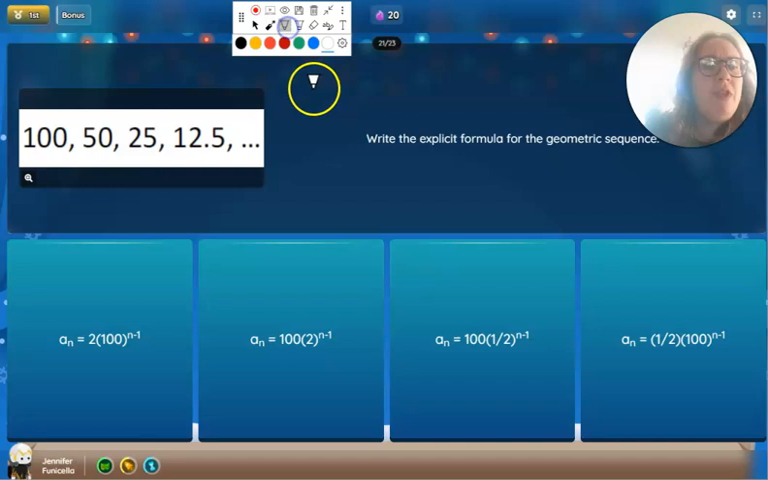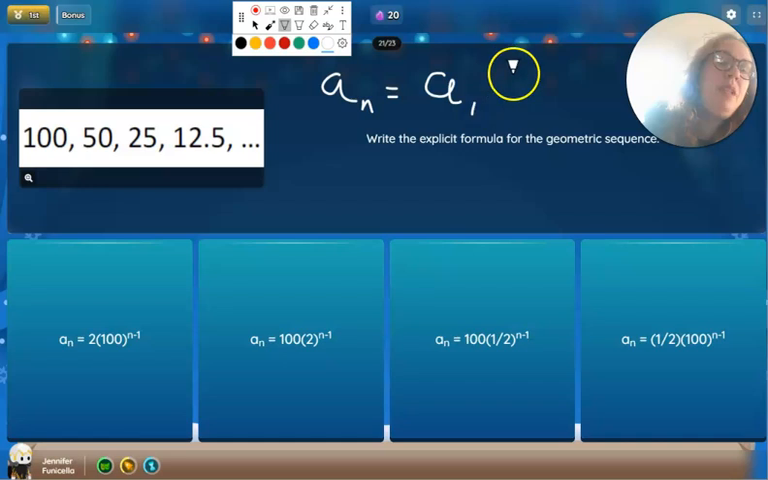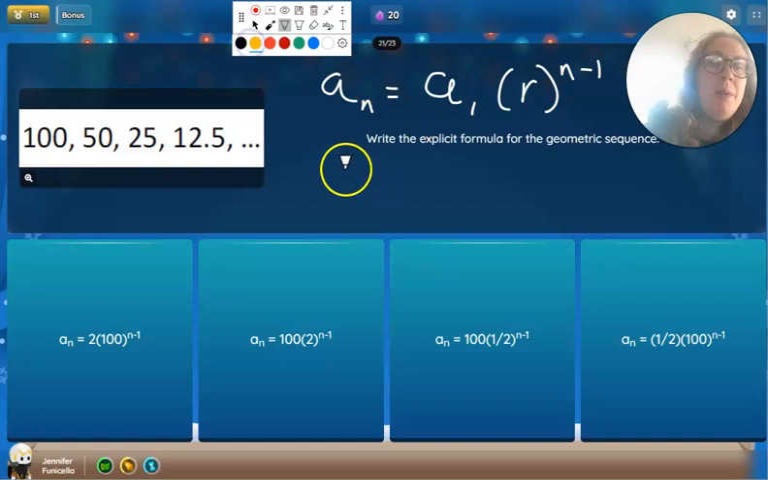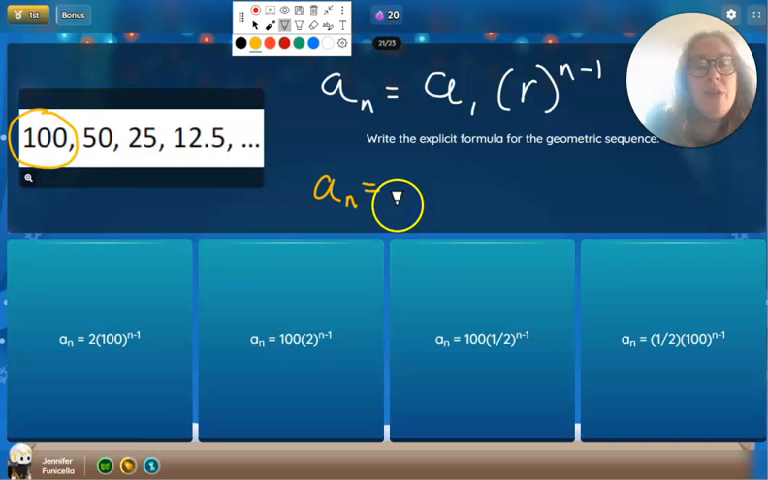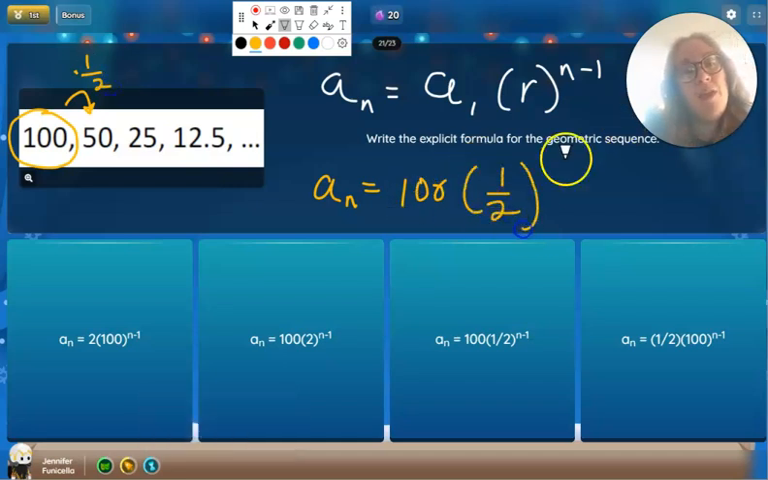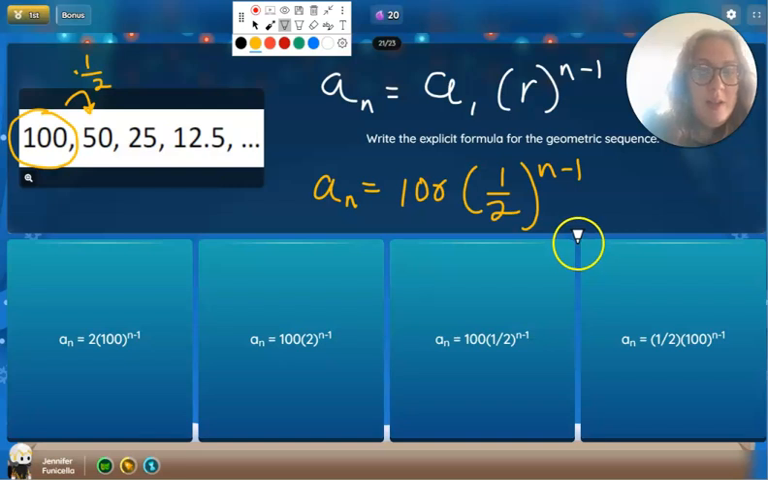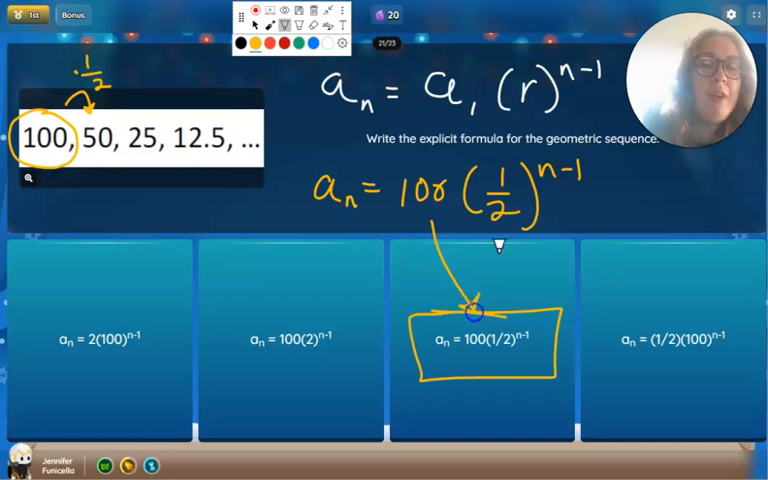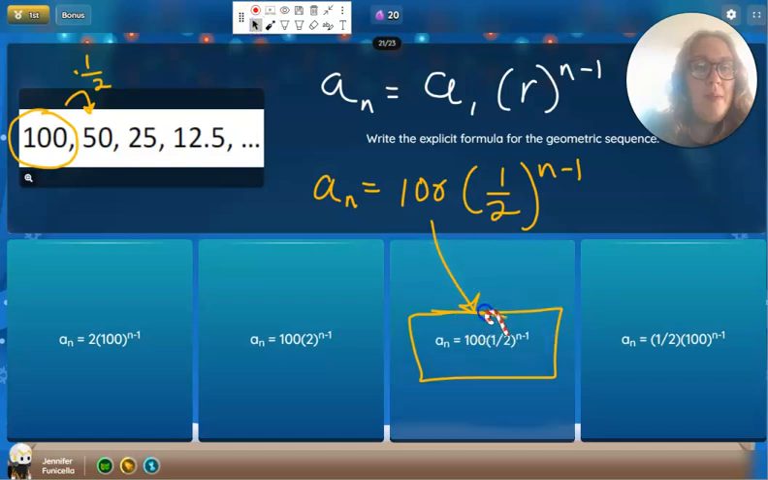Write the explicit formula for the geometric sequence. So we have a sub n is our first term times the common ratio to the n minus 1 power. So our first term in this sequence is 100. Our multiplier, we remember from the last question, was 1/2 to the n minus 1. That looks like option C, right? We put our a1 first, and then our multiplier goes in the parentheses. Beautiful.